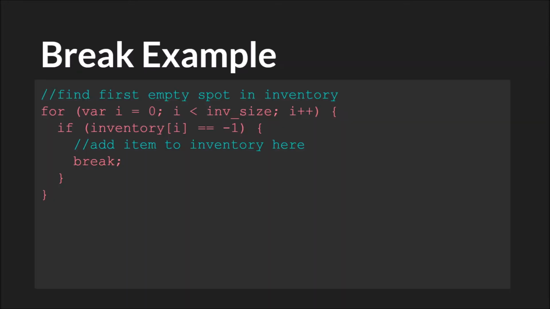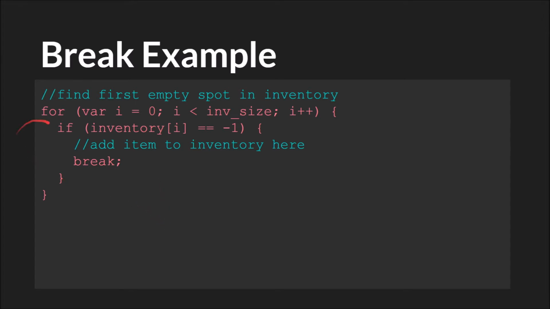So here is an example for break. Let's say that you have an inventory and your inventory is an array and you want to add something to your inventory. One way you might want to do this is by looping through or iterating through the inventory until you find the first empty spot. And we'll just say that you're marking empty spots as -1. Now, once you've found the empty spot, you'd want to add the item to the inventory, but then you wouldn't want to keep looping through the rest of the inventory. You'd want to simply end. And that's what break allows you to do.